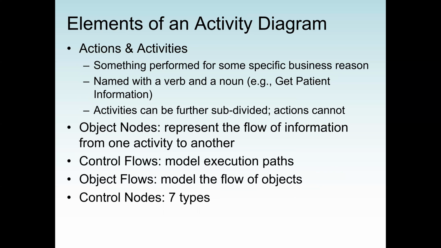Now, the object nodes normally will represent the flow of information. We saw the symbol in the earlier slide. So object node will represent the flow of information from one activity to another. Then we saw the control flows, which model the execution path. Then object flows also model the flow of objects. Then the control node, we have 7 different types.